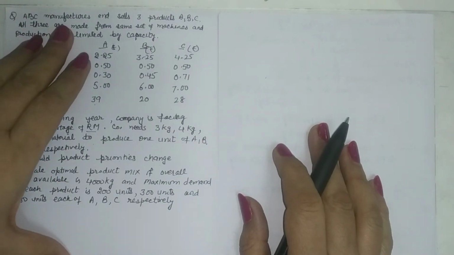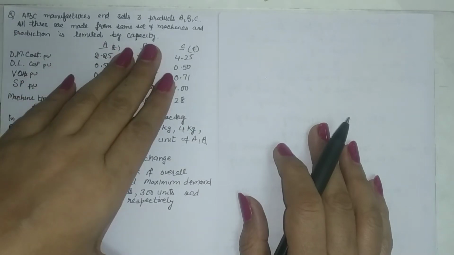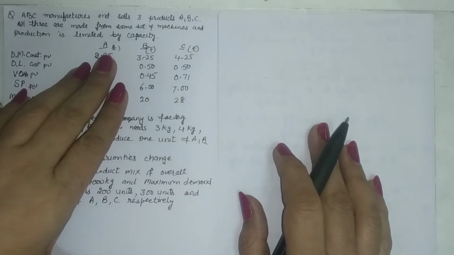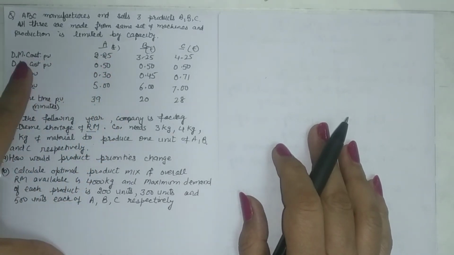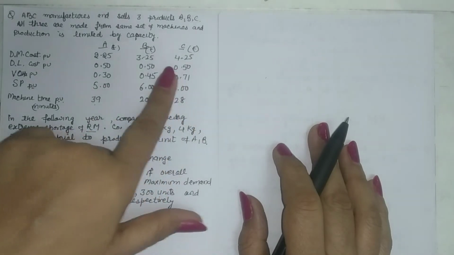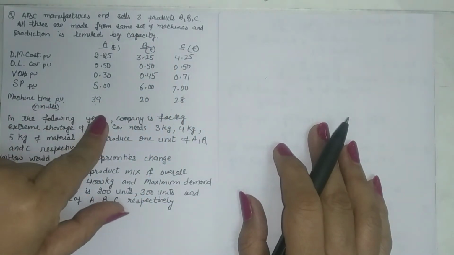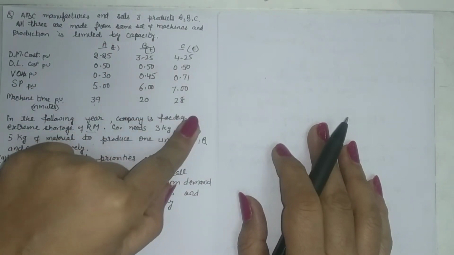So ABC manufactures and sells three products A, B and C. All three are made from the same set of machines and production is limited by capacity. That means machine hours are limited. Now we are given direct material cost per unit, labor cost, variable overhead, and selling price per unit. So for all the three product lines, information is available. Machine time is also given in minutes. So it takes 39 minutes to produce A, and likewise for B and C.